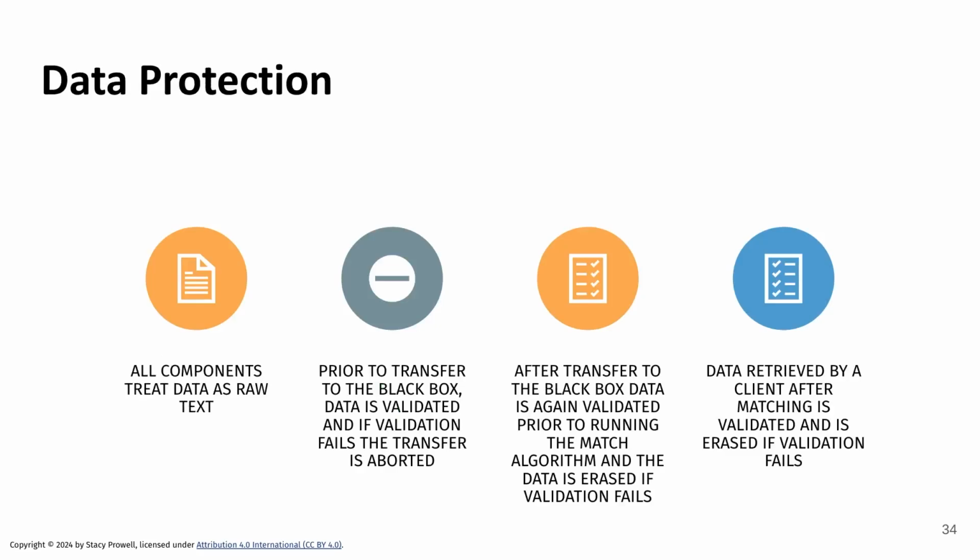So all components treat the data as raw text. Everything gets validated before transfer. It gets validated after transfer. It gets validated when the client gets it back. When the client has retrieved the data, it validates it, and it erases it if it fails validation.